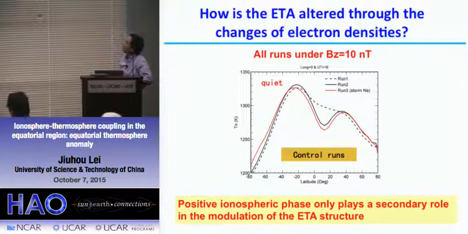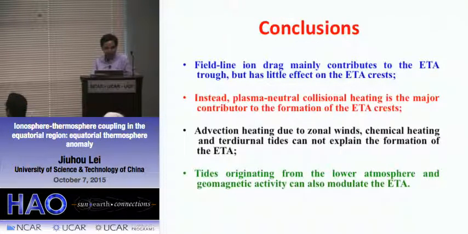In this case, we didn't see too much change, but you do see a little bit of difference at the trough region. That's because you have a stronger EIA peak and the adiabatic cooling is strong. That means the adiabatic cooling is a little bit stronger compared to the quiet case, but still, for this case the positive ionosphere phase only plays a second role in modulating this EIA structure, especially the trough. So this goes to the conclusion.